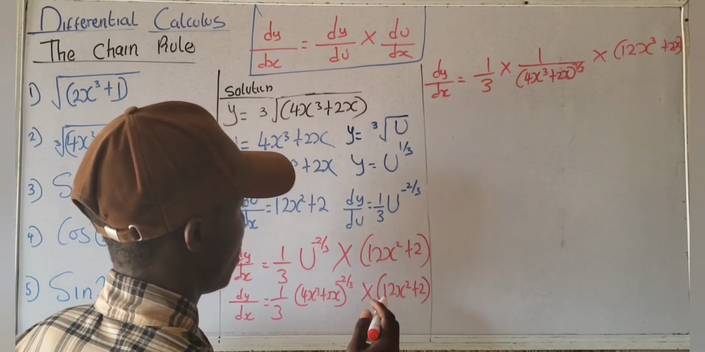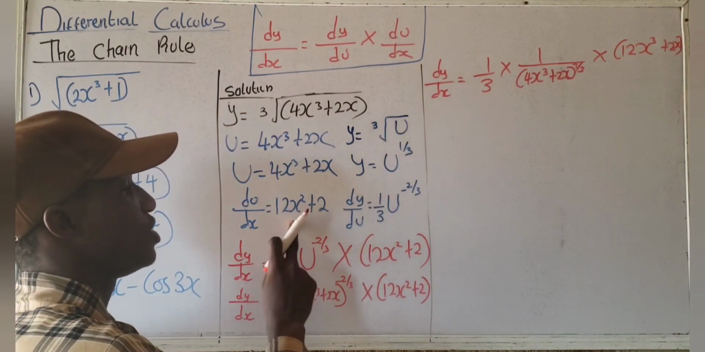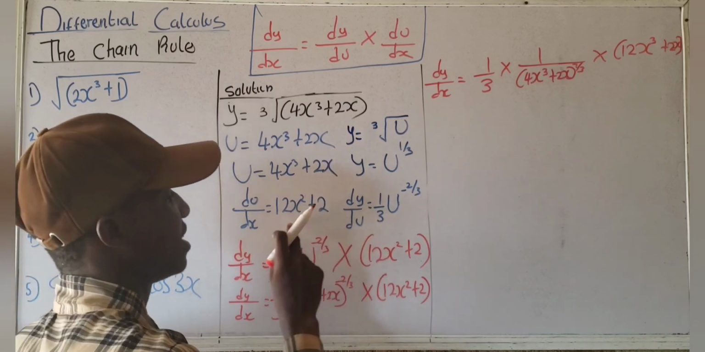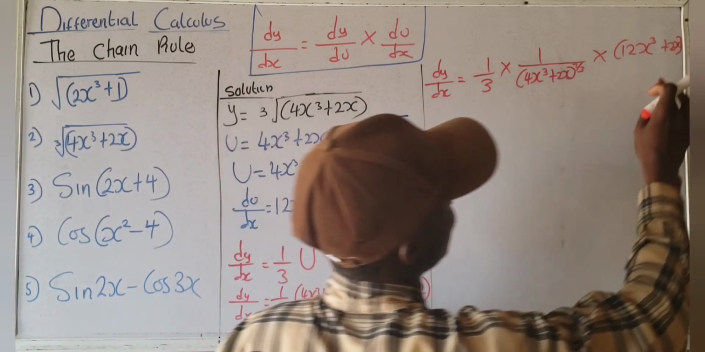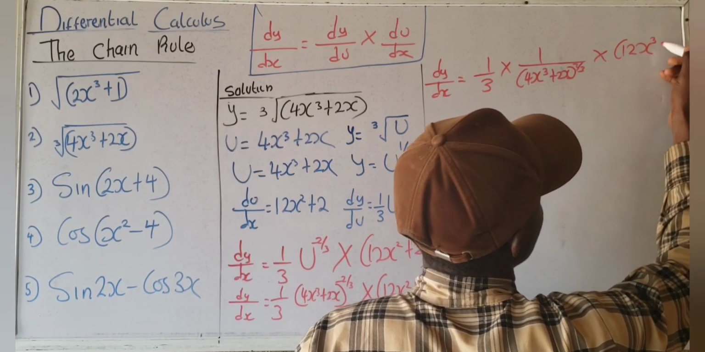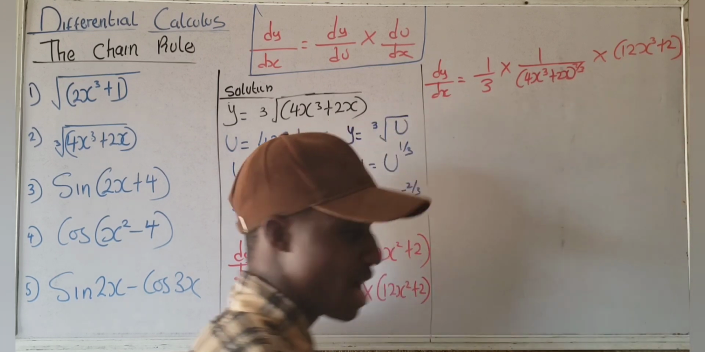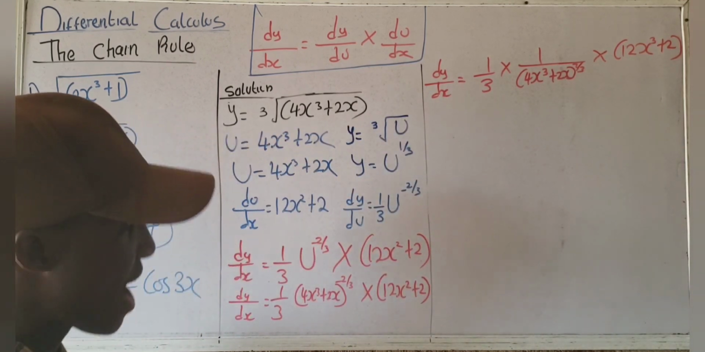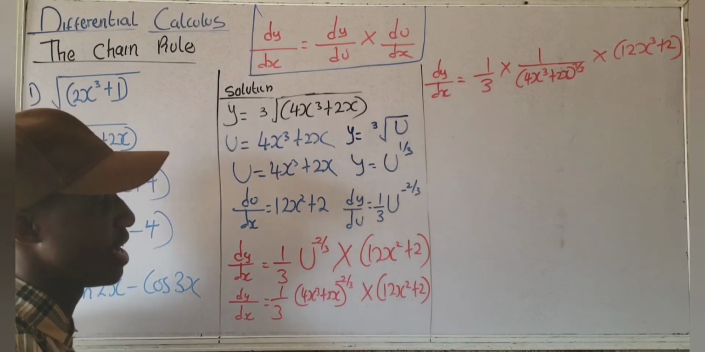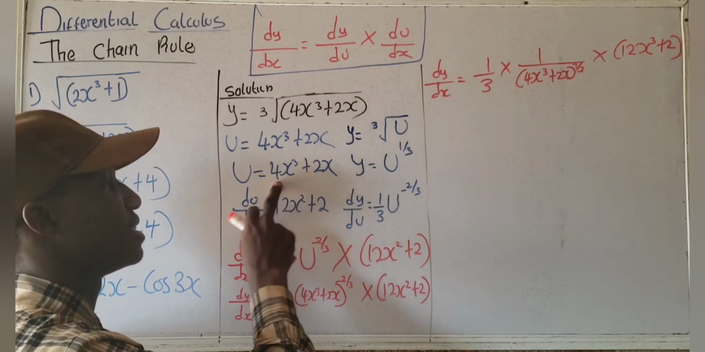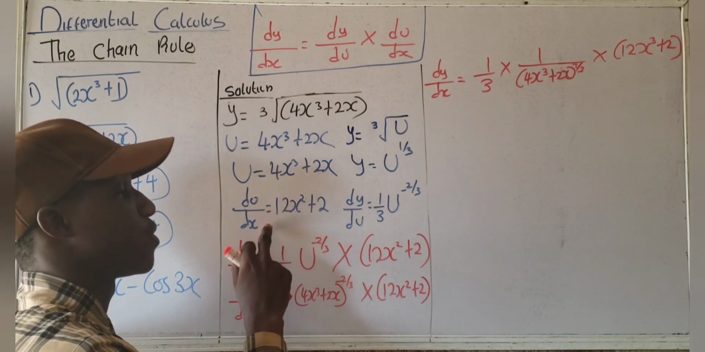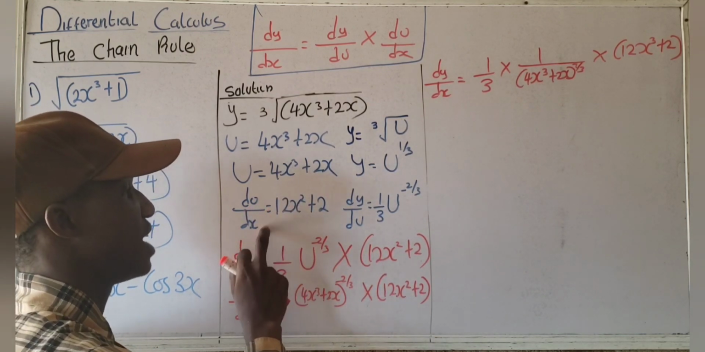Sorry, it is the du/dx. I thought it is this, 12x squared plus 2, it is plus 2. Sorry, I actually made a mistake. I thought it is this that I'm substituting. I forgot that I've already differentiated, so the du/dx is what?